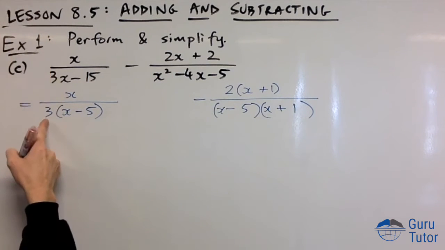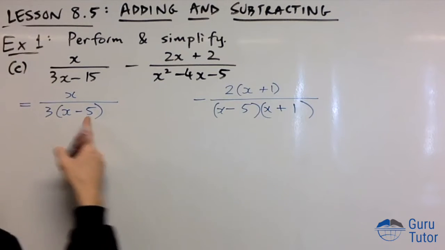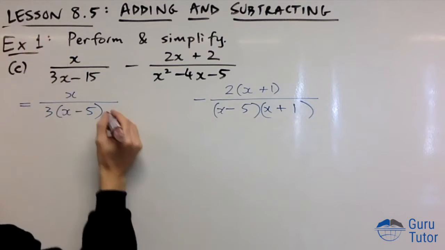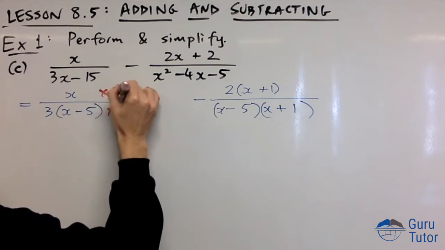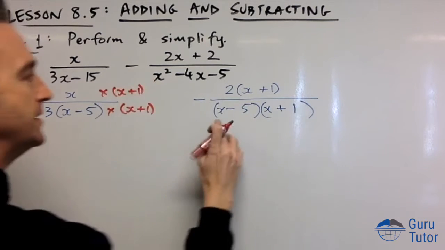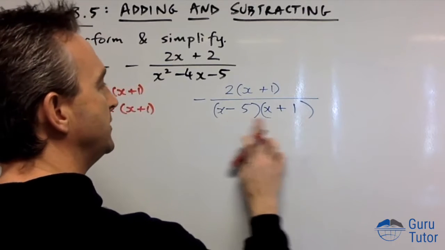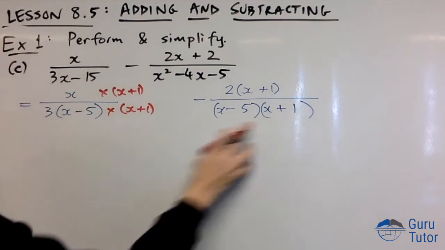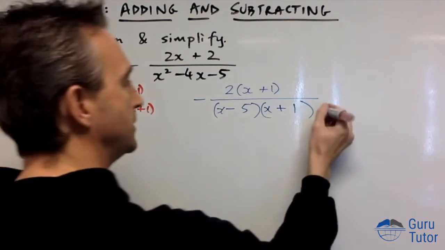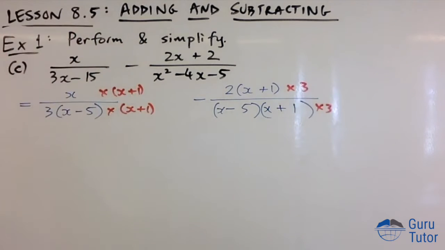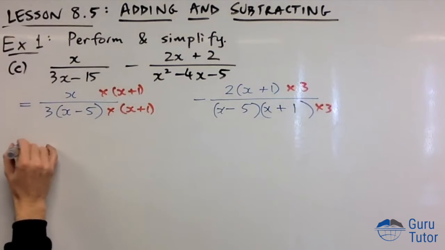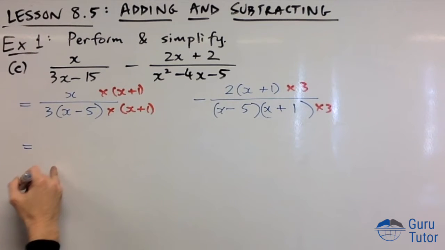So I have a 3, I have an x minus 5, but I don't have an x plus 1. I want an x plus 1 too. X plus 1. Bottom and top. This denominator is thinking, oh, I have an x minus 5 and an x minus 1. Ha ha ha. But I don't have a 3. I want a 3 as well. So multiply 3 to the bottom and the top. And the next step will magically appear a common denominator.